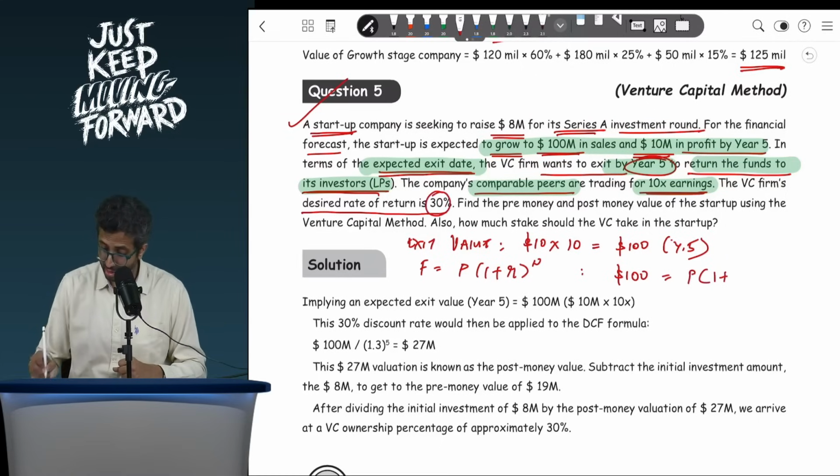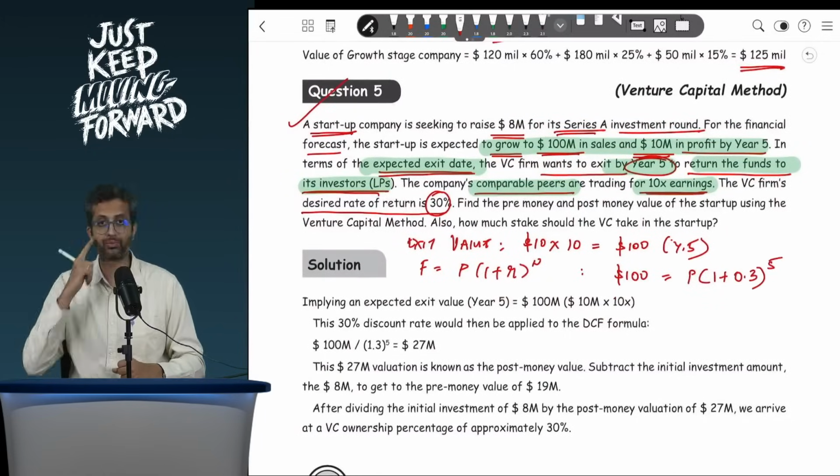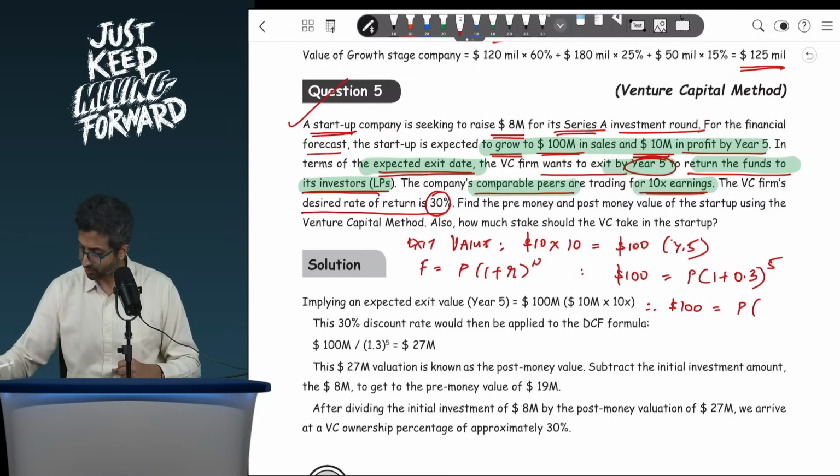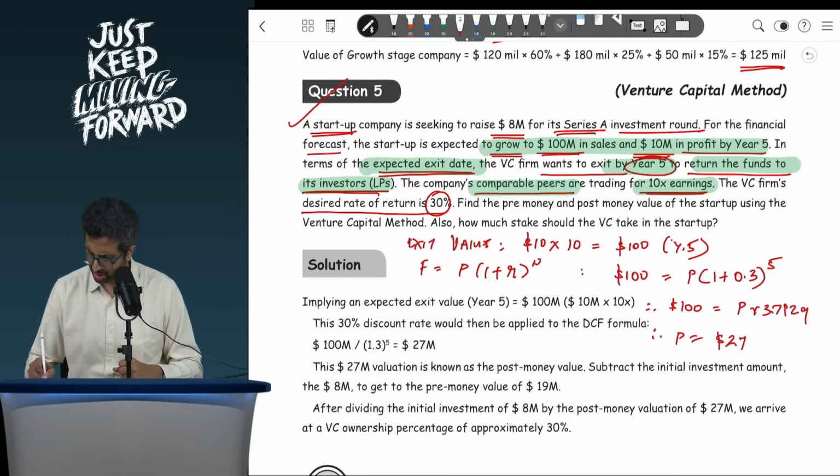As you see, the desired rate of return is 30%. So on a per annum basis, 30% return for a period of 5 years. Therefore, $100 million equals P into 1.3 raised to 5, which is 1.3 into 1.3 into 1.3 into 1.3 into 1.3. So this is probably 3.7129. Therefore, the value today would be 100 upon 3.7129, which comes to around 26.93 or around $27 million.